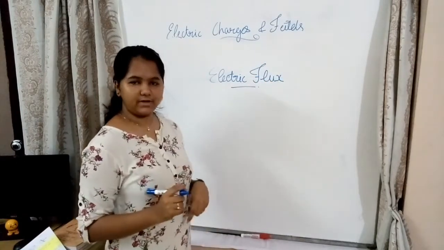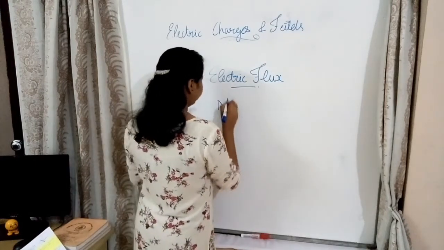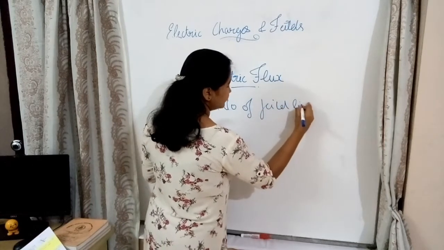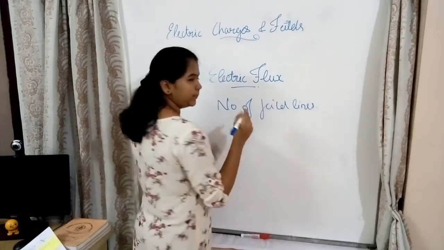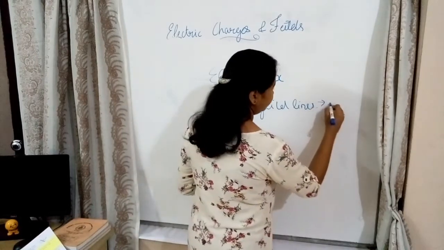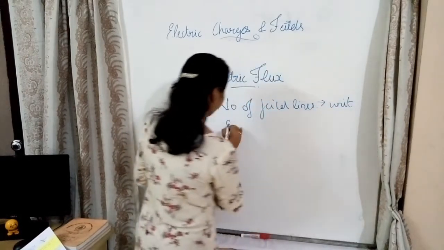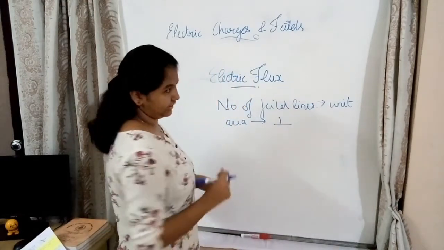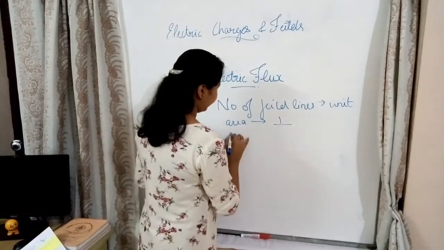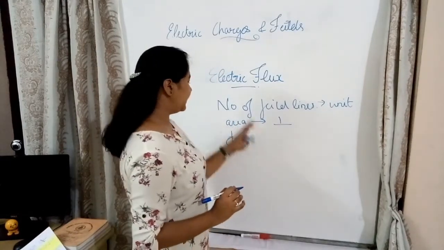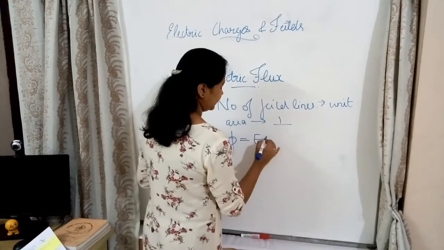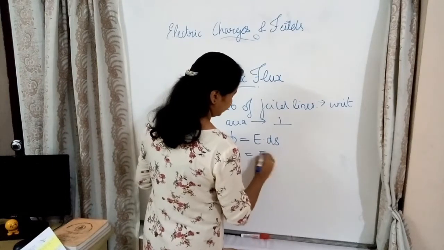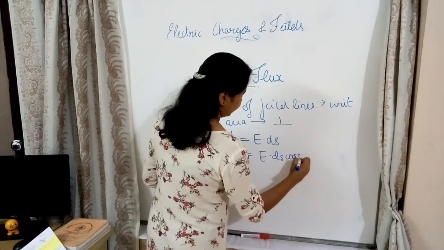So what is electric flux? Electric flux is the number of field lines passing through a unit area, perpendicularly. Electric flux is represented by phi. So electric flux is equal to E dot ds, that is equal to E ds cos theta.